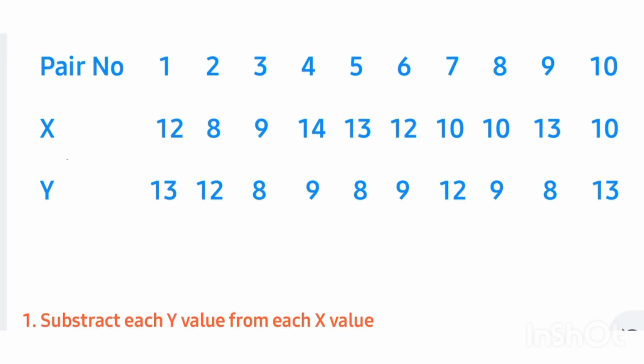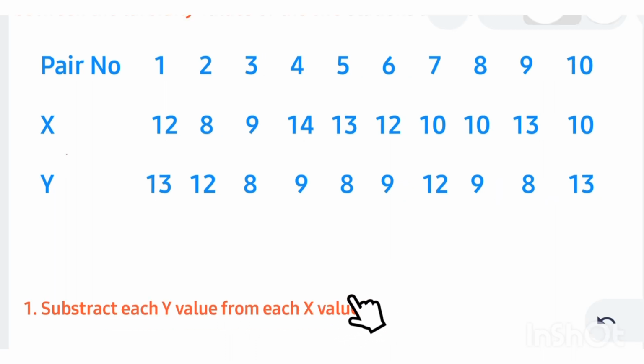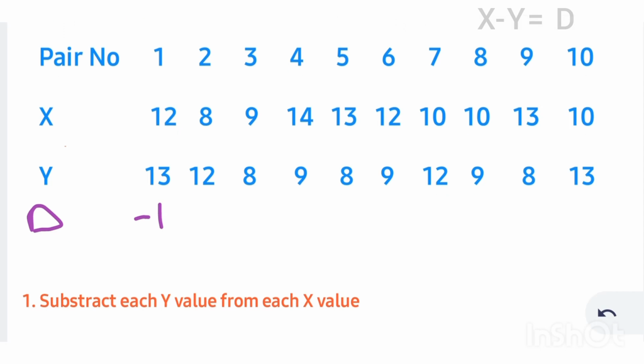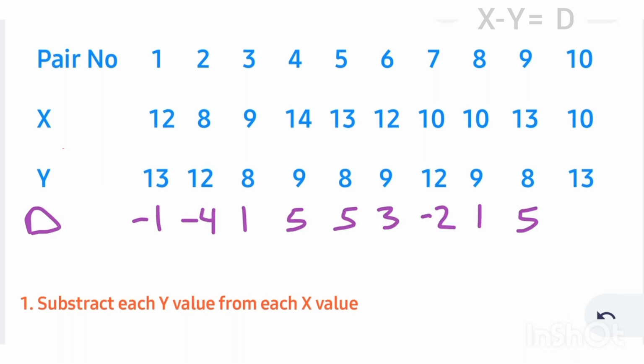The first step in testing this hypothesis says subtract each Y value from each X value. So we're expected to subtract each of these values from these values, and of course, subtraction simply implies difference. We title that D. So the first one says 12 minus 13, which gives us minus 1. Followed by 8 minus 12, which gives minus 4. And lastly, 10 minus 13, which gives minus 3.